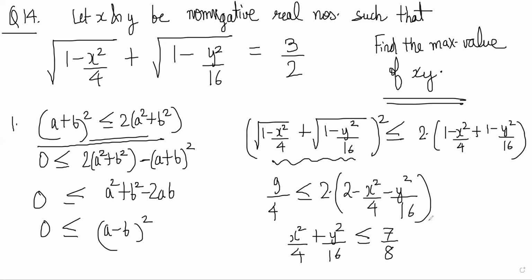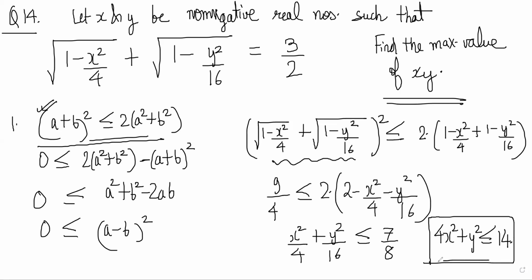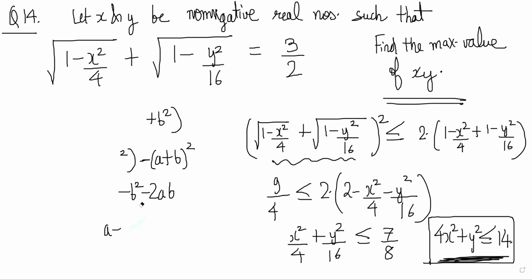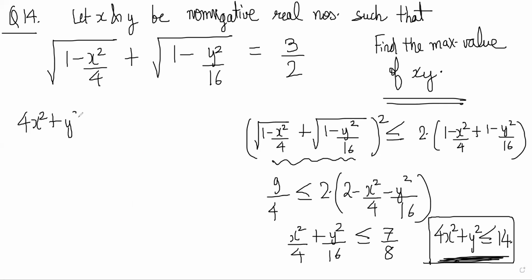And this becomes 4x square plus y square is less than or equal to 14. So after a little bit of simplification and using this identity, we are getting 4x square plus y square is less than or equal to 14, right? Now, the second identity that I want to use: what can I say about 4x square plus y square?